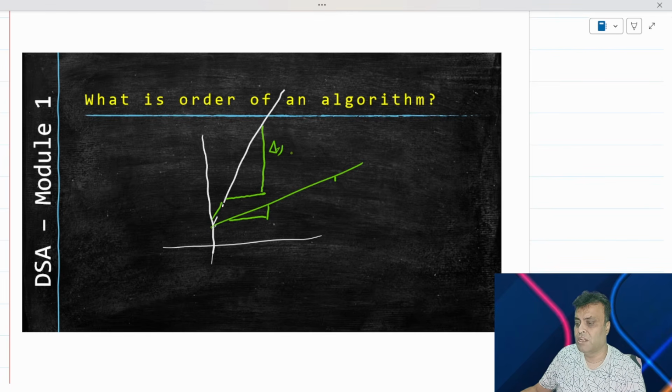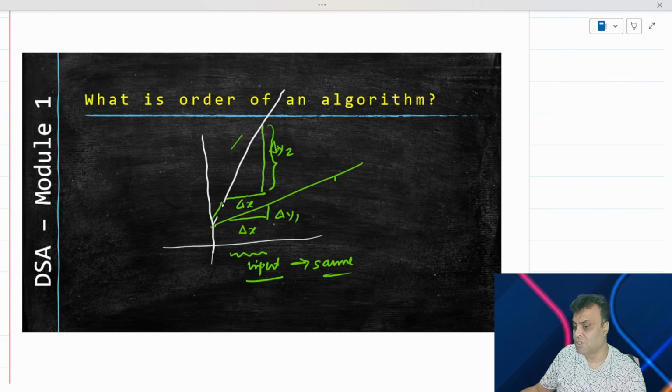So you can now appreciate that my delta y2 and this delta y1, for the same amount of delta x, is different, right? So what does this signify? That if I increase my input by the same amount for both the algorithms, this particular algorithm, which is represented by this graph, will take more time to execute basis the change that you have supplied to it, as compared to this algorithm, which will take less time. So can I say that here the time is more and hence it is slow?